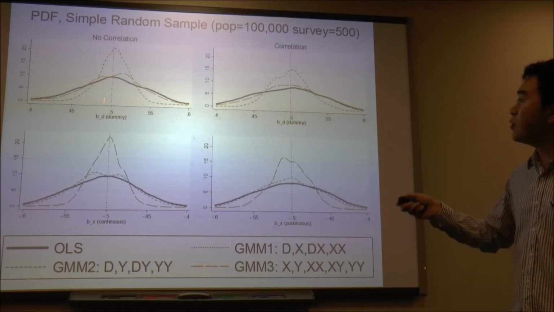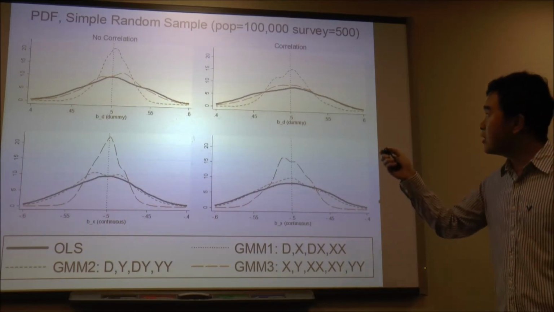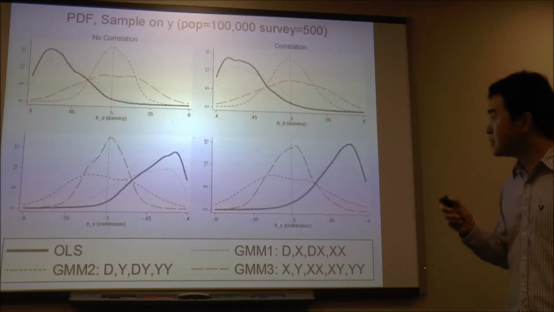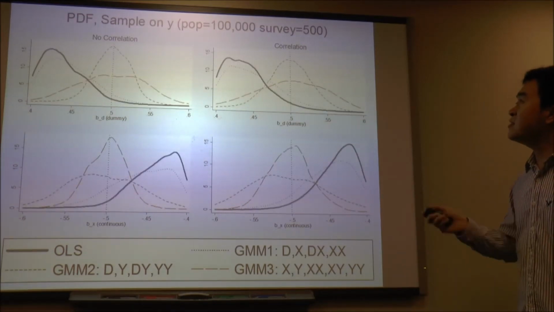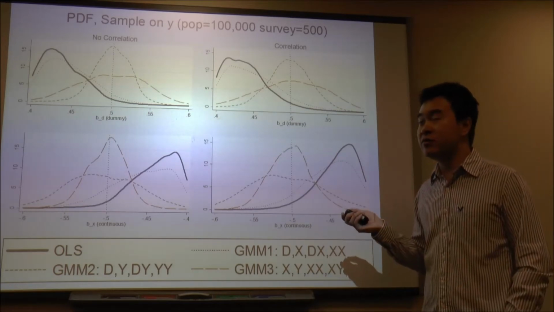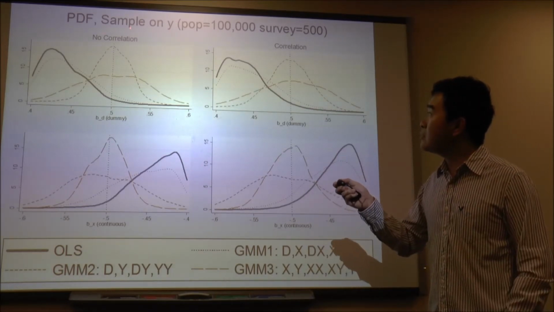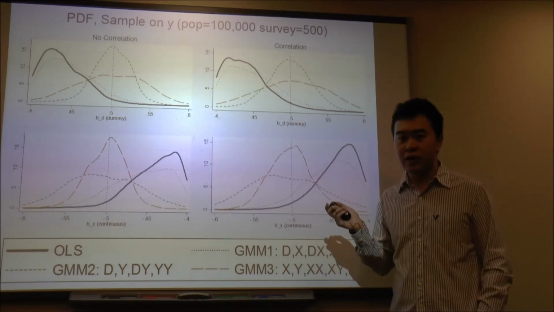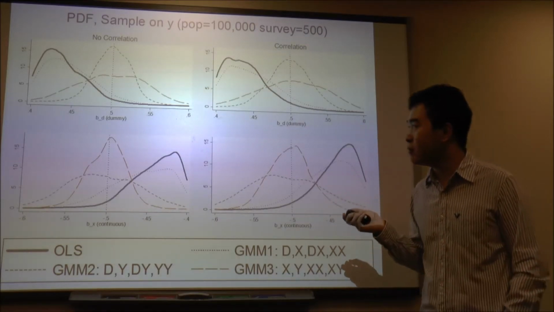We can see that when there's no correlation, and when there's a correlation, the pattern looks similar. And this is a more interesting case that I would like to present. When the sample is based on Y only, this is a pure endogenous stratified sample.